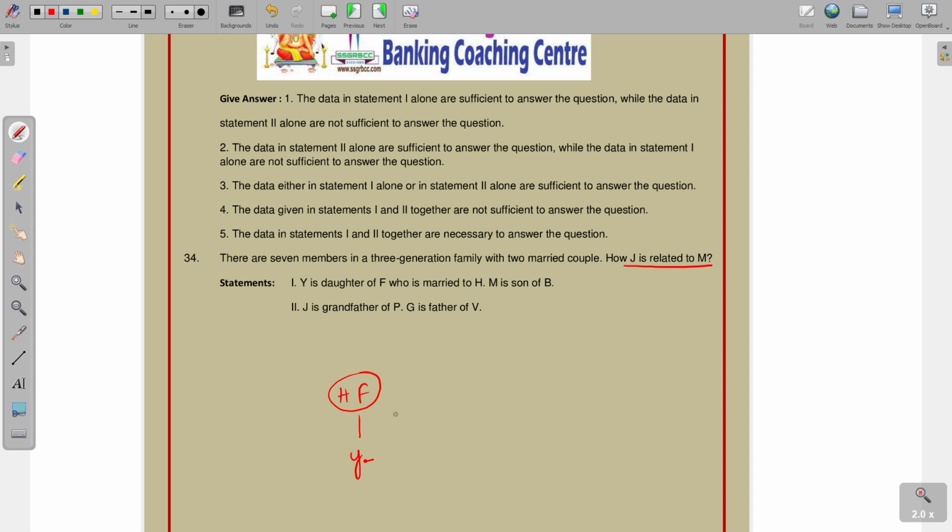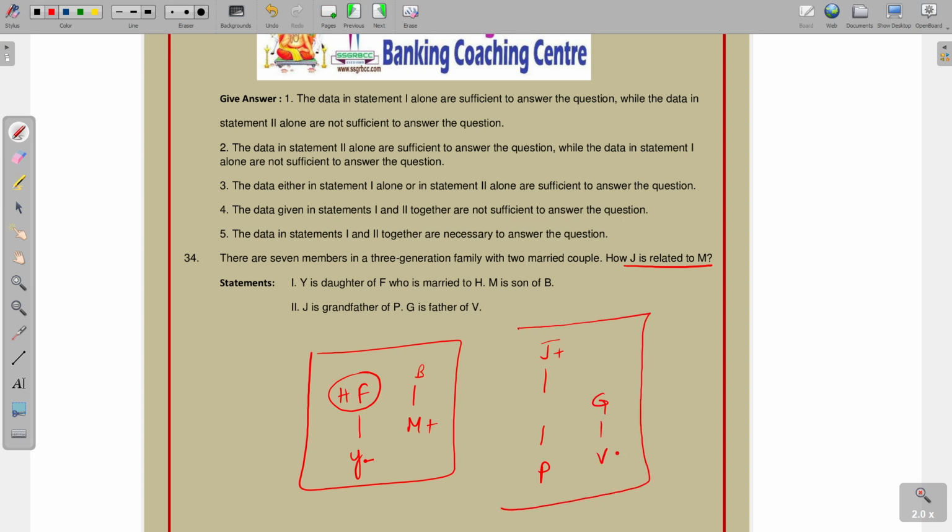M is the son of B. It is the first statement. Next, J is the grandfather of P. Okay, between both one generation is there. G is father of P. So G is father of P. It is the second statement.